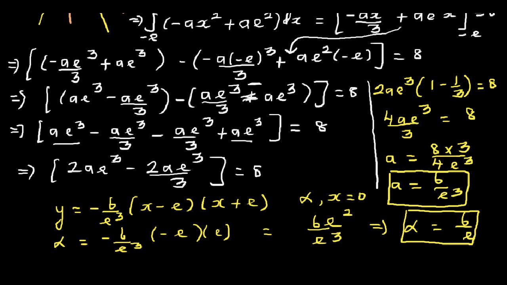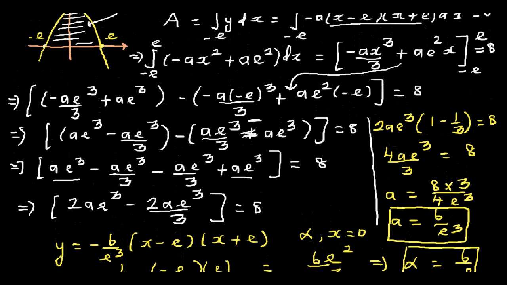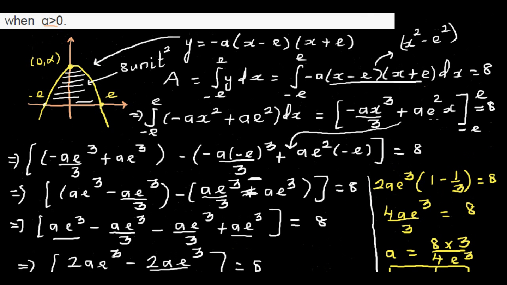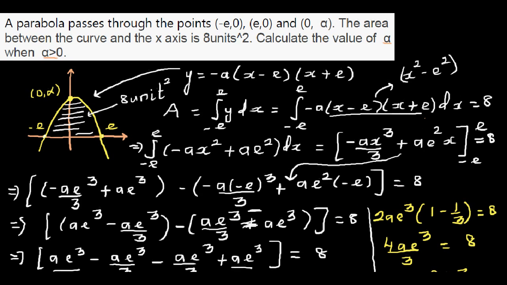So let's confirm this on the calculator. This is where we started. This is the equation of the parabola. When a is 6 over e cubed, the area would become 8.